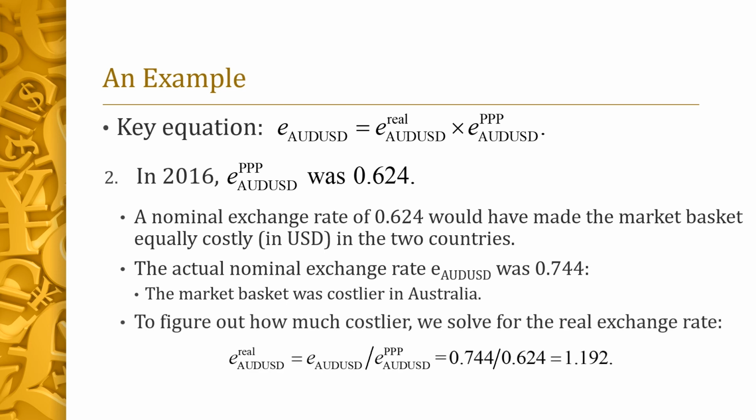But how much more costly? The answer is given by the real exchange rate. We can use the key equation at the top of the slide to compute the real exchange rate. It simply equals the ratio of the nominal exchange rate to the PPP exchange rate. This ratio equals 1.192. That means that the market basket that the OECD uses to compute PPP exchange rates was 19.2% more expensive in Australia than in the United States.